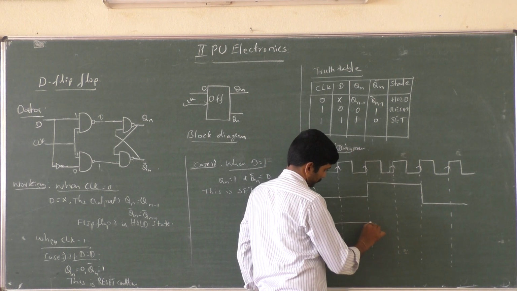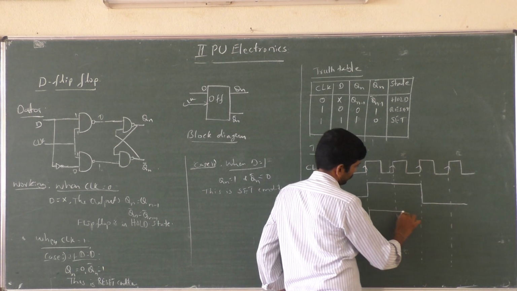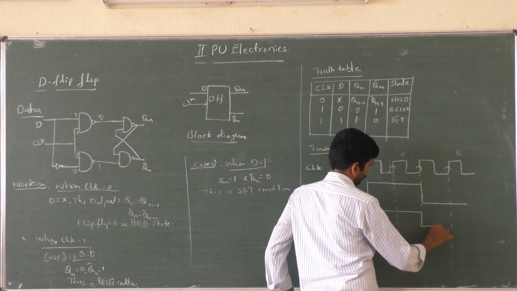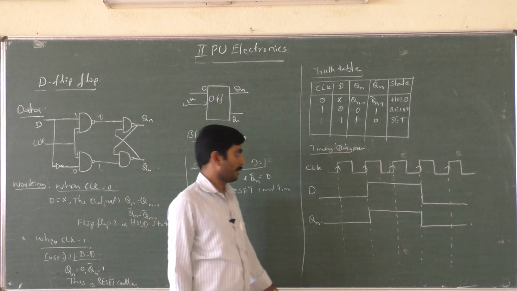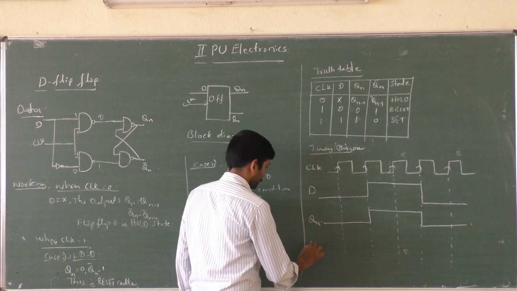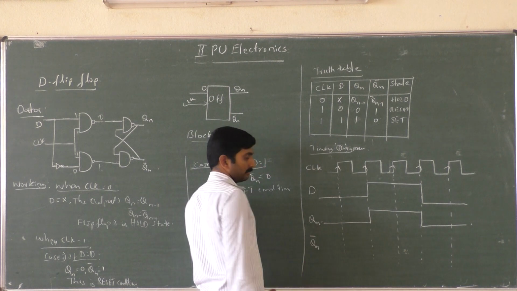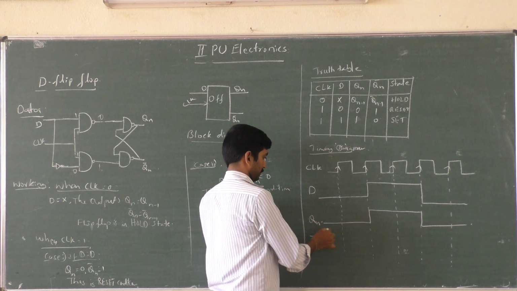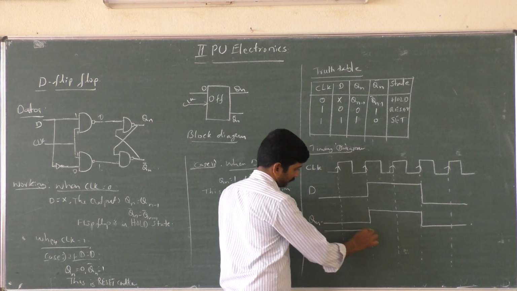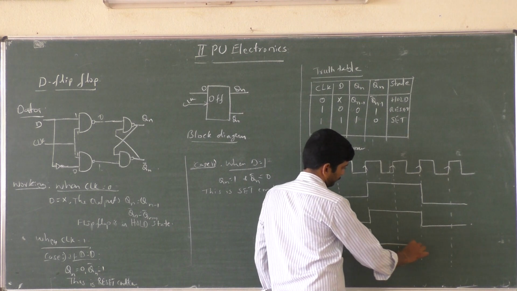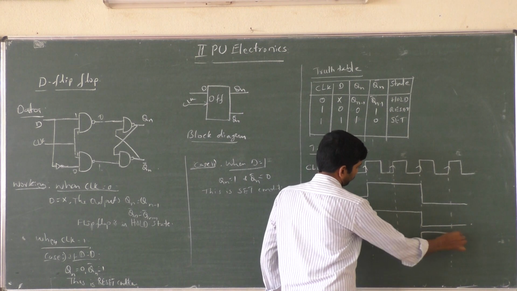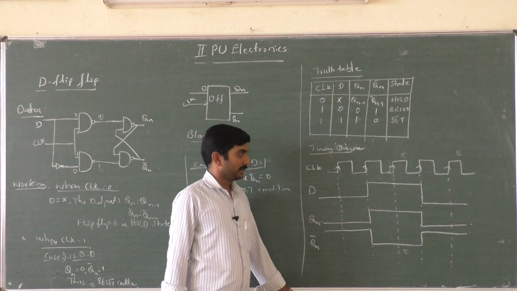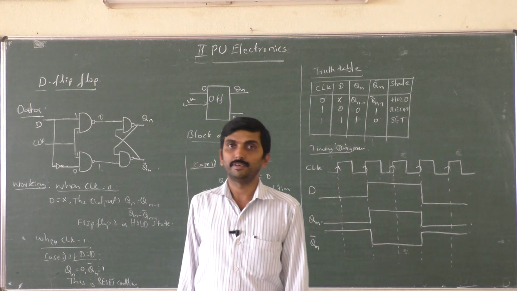0, 1, 0, yes, like this. For Qn bar, just draw the complementary state of this. 1, 0, 1. And this is the end of the D flip-flop.